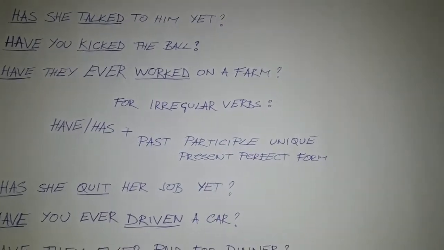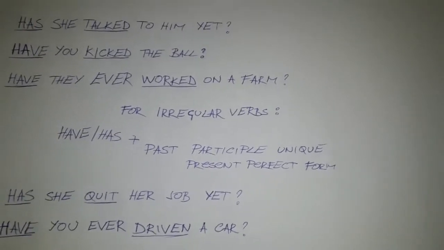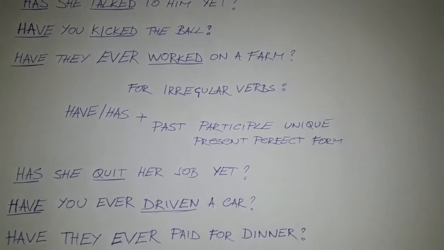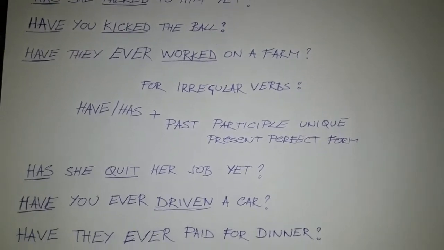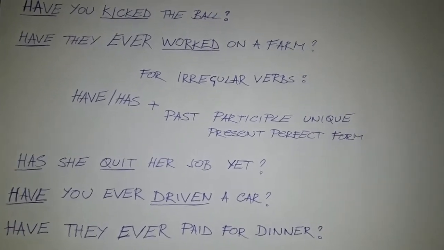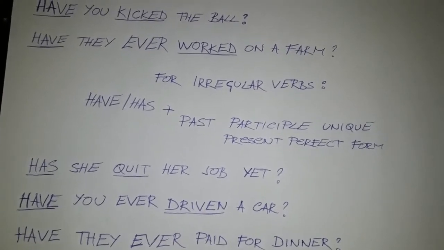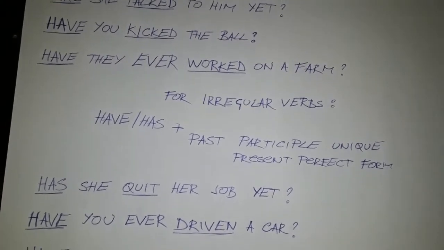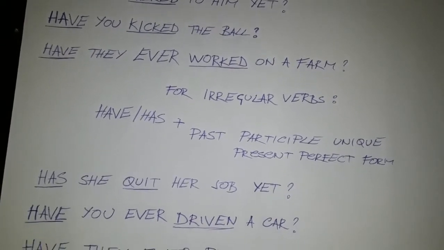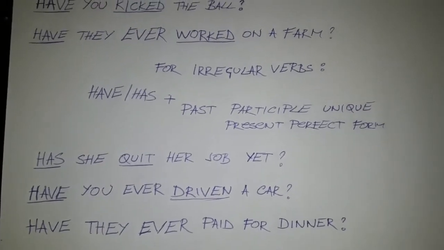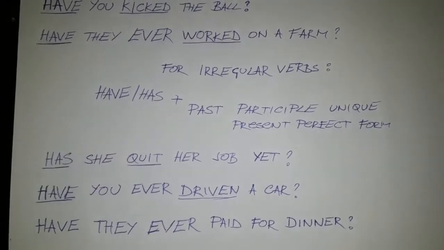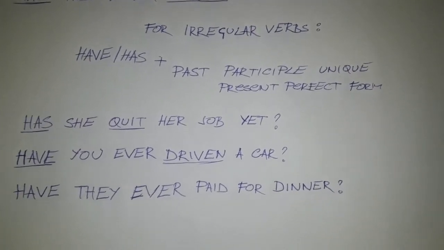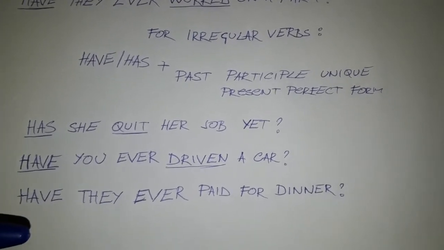Here are a couple more examples for regular verbs. Has she talked to him yet? Have you kicked the ball? Have you ever worked on a farm? For our irregular verbs, we also use the auxiliary verb to have and the past participle, but now the unique present perfect form. So for example, has she quit her job yet? Have you ever driven a car? Have they ever paid for dinner?